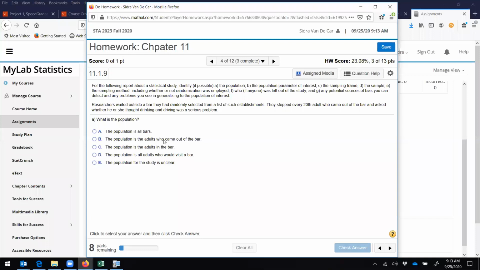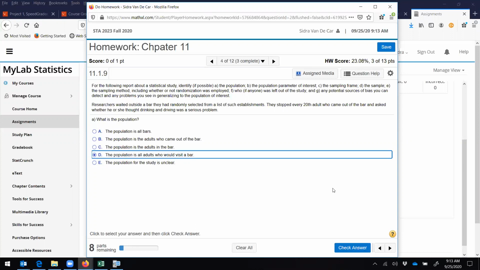What's our population? All adults who would visit a bar, right? Because our sampling is done from a population of people going to a bar. It's not all people in general. If we're using the sampling frame of random bars and we picked one of them, then our population would be anyone who would go to a bar.